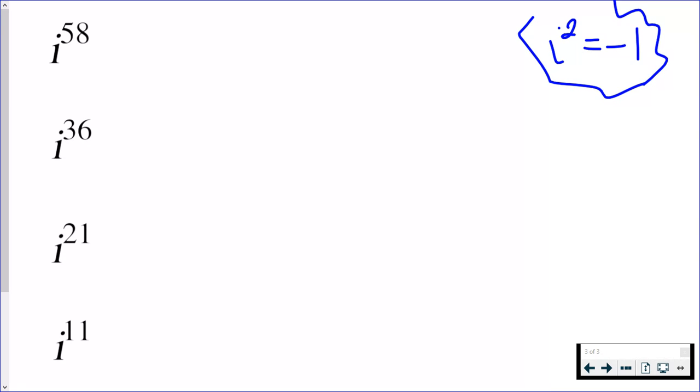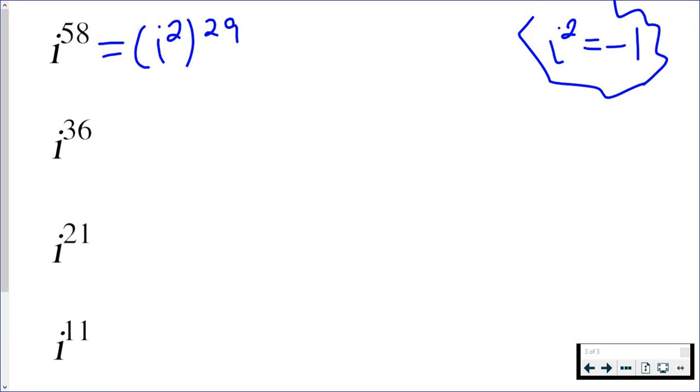What I'm going to do is rewrite i to the 58th power. What I want to do is have i squared involved, because I know that i squared is equal to -1. So I'll explain what I'm doing here. I know that 58 is an even number, which means it must be divisible by 2. What I then did was rewrite it as 2 times 29, because 2 times 29 is 58.